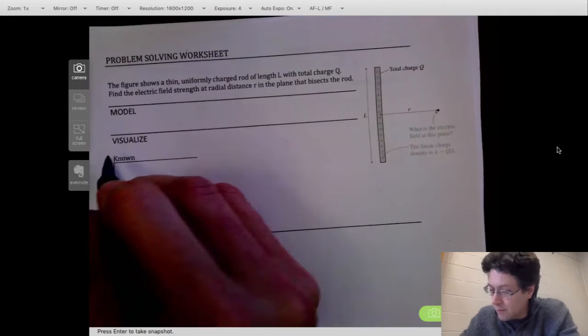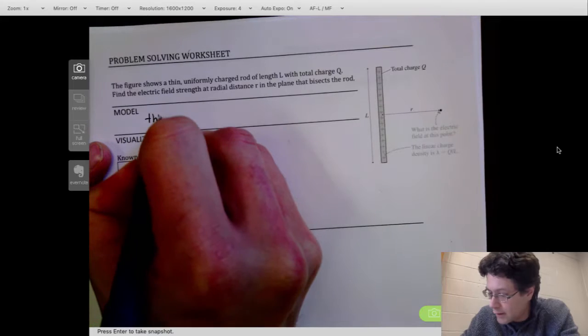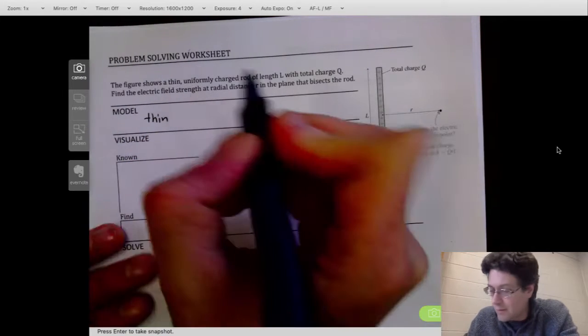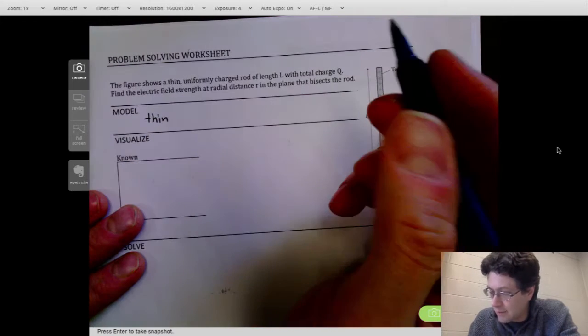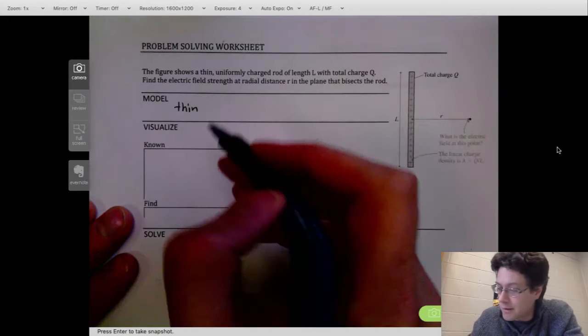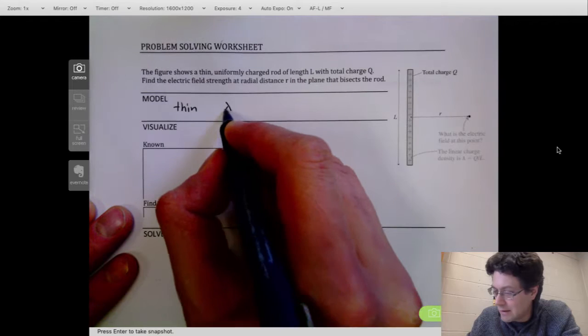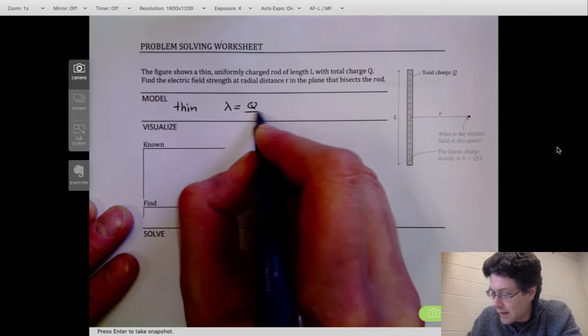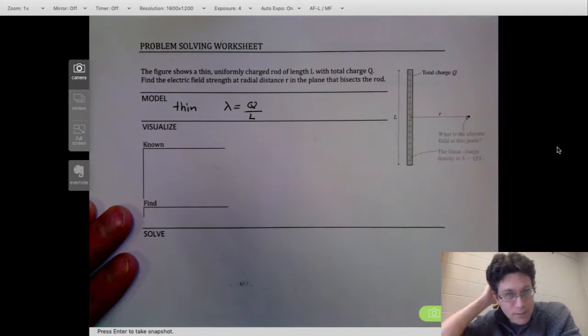So this is a thin rod. When we have a thin rod, we're essentially going to treat this as a one-dimensional object. And we have a total charge Q. The length of the rod is L, so we can talk about the charge density lambda, which is going to be Q divided by L. This is the amount of charge per unit of length.